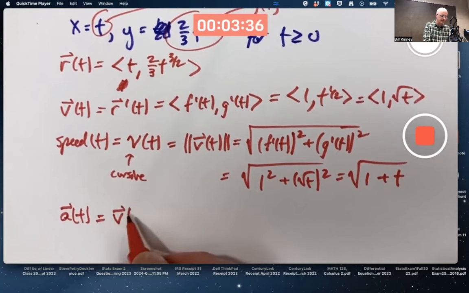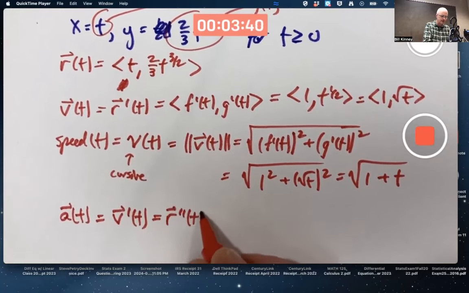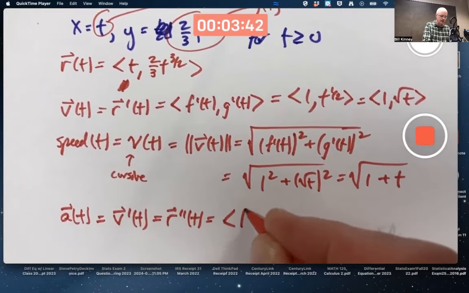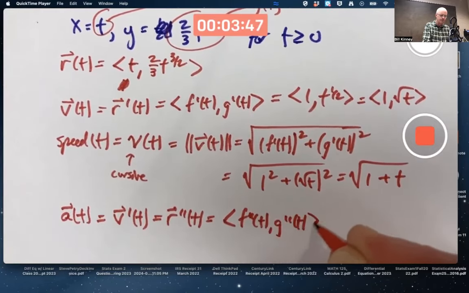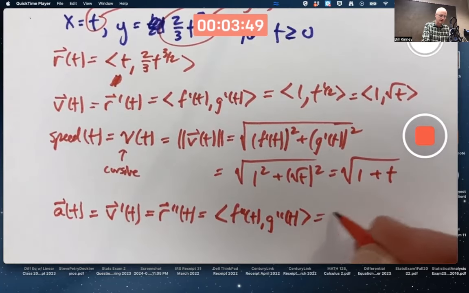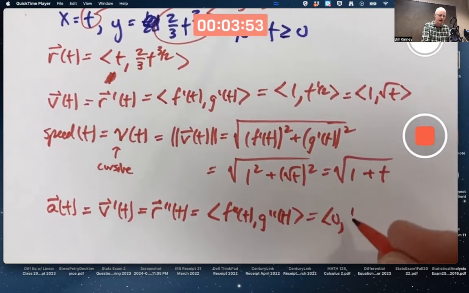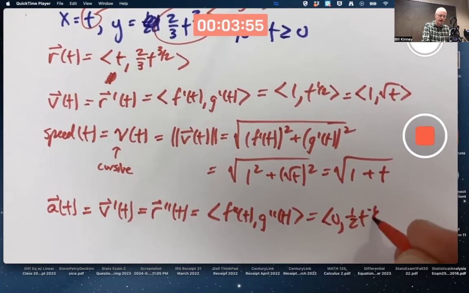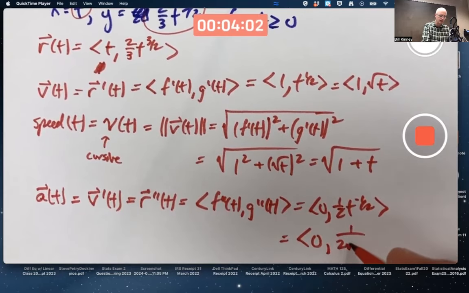The acceleration vector is the derivative of the velocity vector, which is also the second derivative of the position vector. Components equal to second derivatives of f and g. The derivative of 1 is 0. The derivative of t to the 1/2 is 1/2 t to the negative 1/2. So we could also write this as 0 comma 1 over 2 times square root of t.